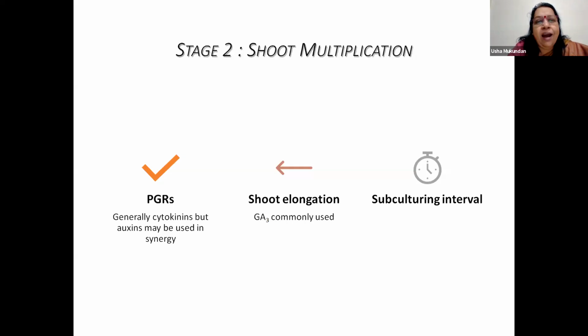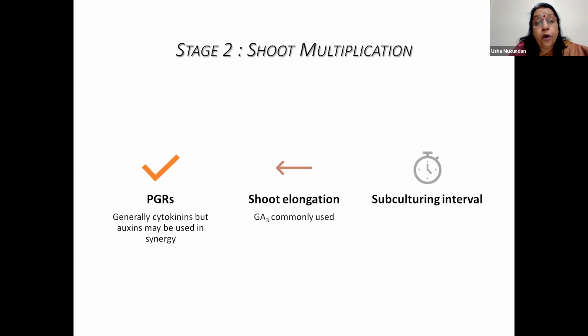Usually, when you get multiple shoots, they are slightly in the form of a rosette. That means internodal growth is less. To promote internodal growth and to get a normal shoot, you add GA3 in the culture medium. You know that one physiological effect of GA3 is internodal elongation. So internodal growth is promoted by the addition of GA3 to the culture medium.